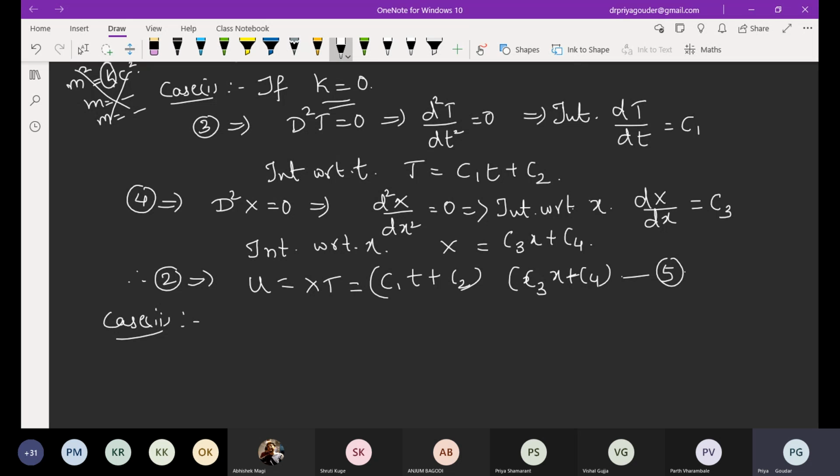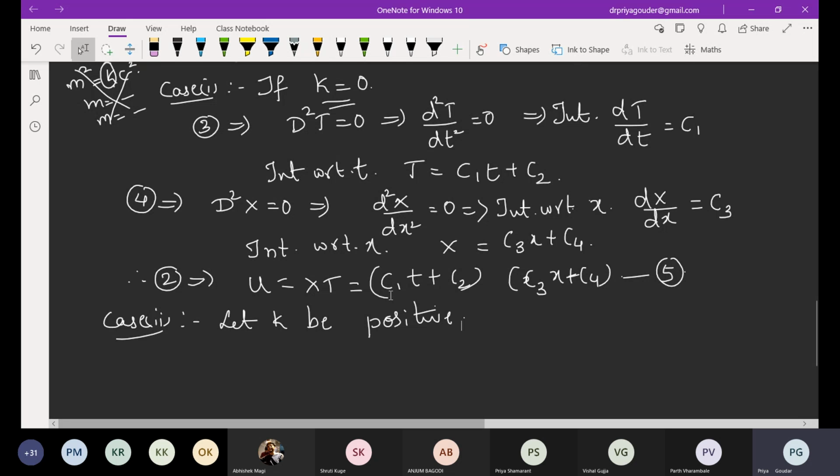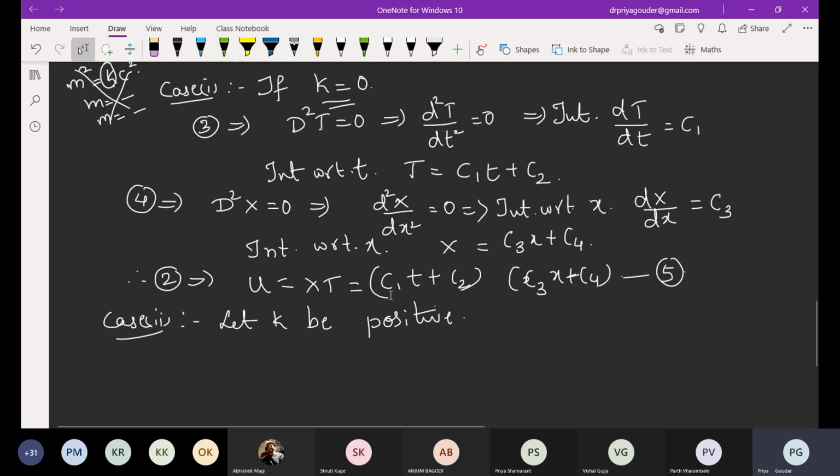Can you guess what is the second case? K is what? Positive. So let K be positive. Very dangerous. Now, if I take K as positive and keep it as K only, what happens? You know that your auxiliary equation is like M square is equal to KC square. So if I write M, M value will be what? Root of KC square. C comes out, no problem, but root of K remains.